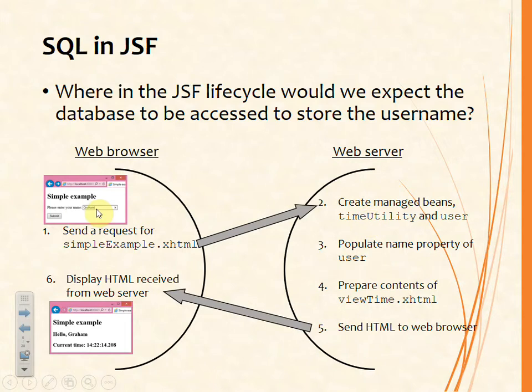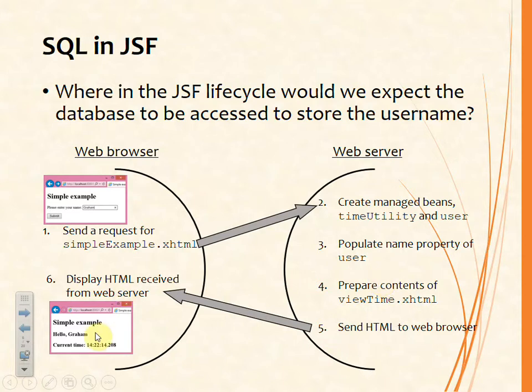Then it's time to prepare the contents of view time. So that will mean building the component tree, taking the name value from the user property and the current time value from the time utility bean, put those into that component tree, and then use that component tree to render the view that you see at step 6 here.